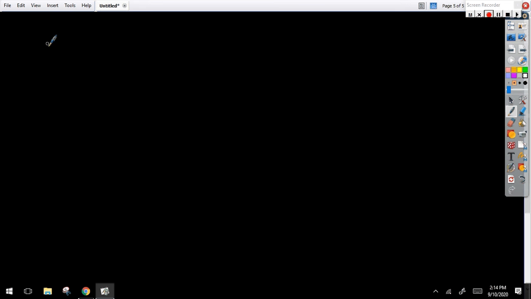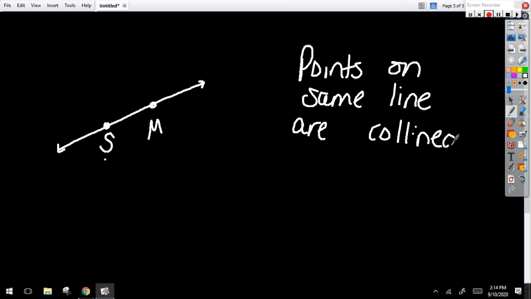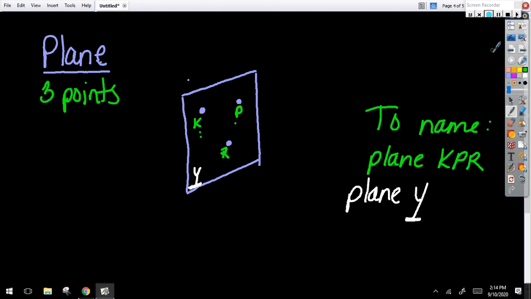When you have 2 points that are on the same line, and we'll go back to this same line, I think it was S and M, these 2 points, because they're on the same line, points on the same line, we call them collinear. And points that are on the same plane, and in fact, I'm going to go back to this plane slide, points that are on the same plane, we call them coplanar.